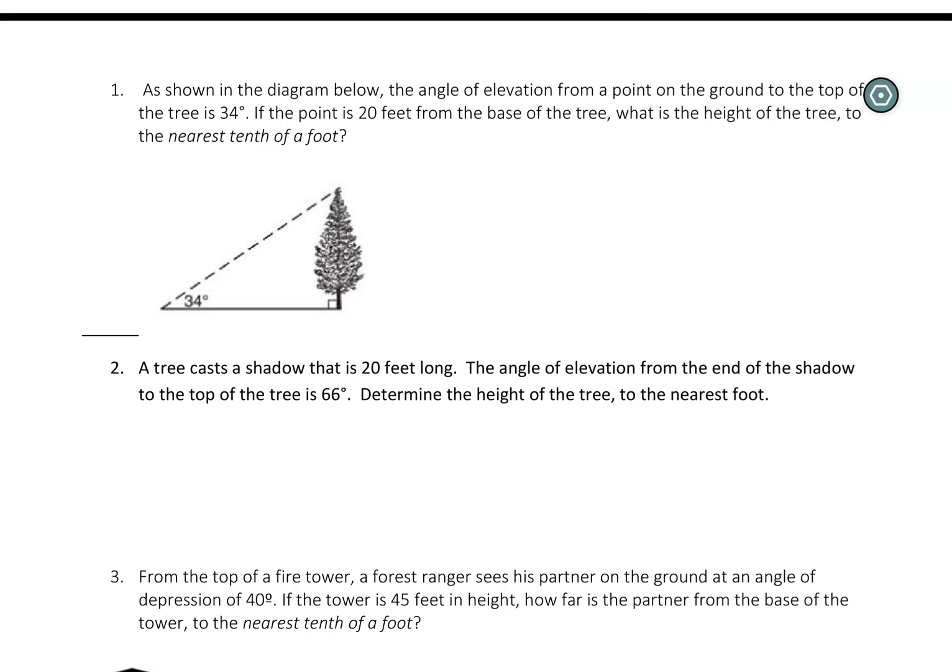All right, so let's utilize this to solve some word problems. In this first example, the picture is drawn, but they tell us that we have an angle of elevation from the ground to the top of the tree. So this is my angle of elevation, from the ground to this dotted line. They're telling us that the point is 20 feet from the base of the tree. So from this point to the base of the tree, that's 20 feet. And we are looking for the height of the tree. What is the height?